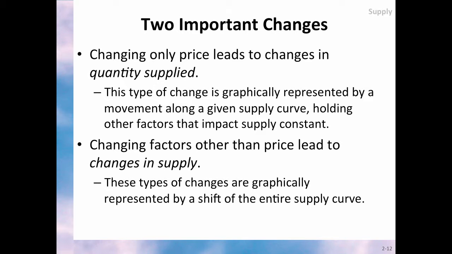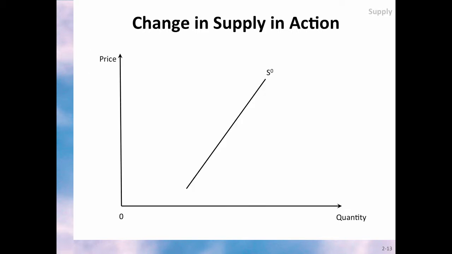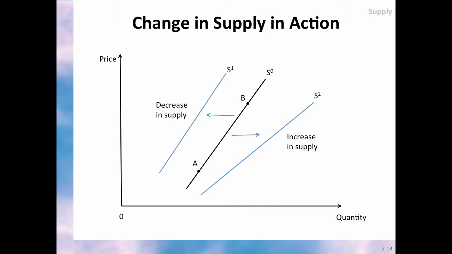Let's take a closer look at this. In this graph, you can see that a change in quantity supplied, for example, a change that means an increase in price, means a movement along the supply curve from point A to point B. In contrast, a change in supply implies a shift of the entire curve. If the shift is to the right, we call this an increase in supply. If the shift is to the left, we call this a decrease in supply.